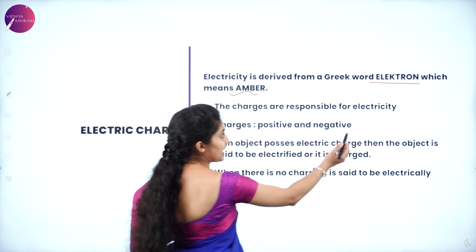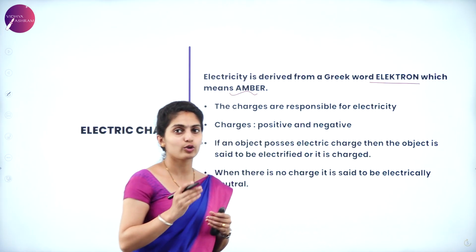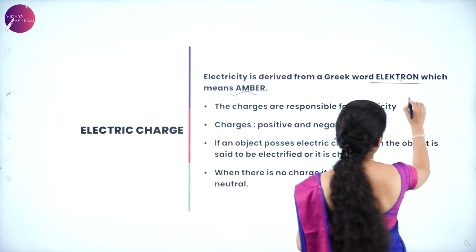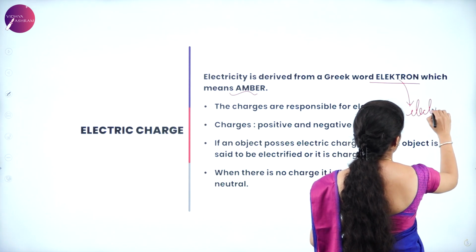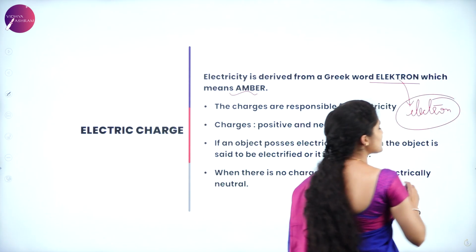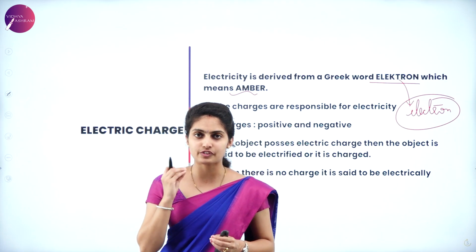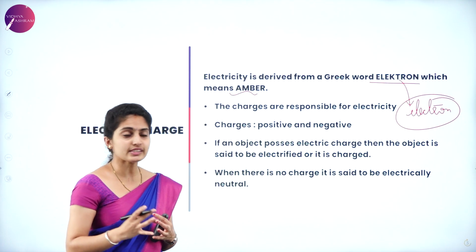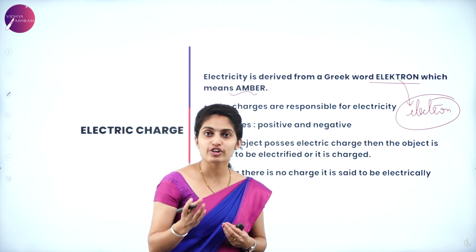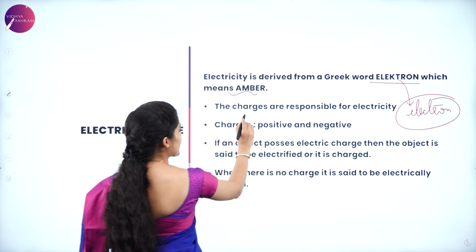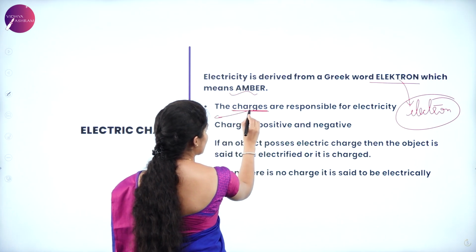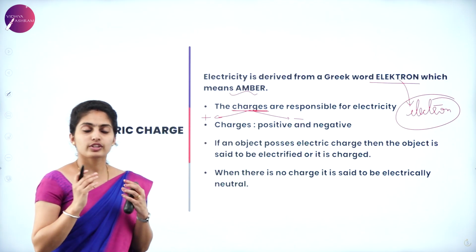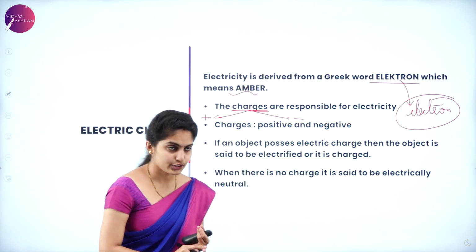So you can see the spelling E-L-E-K-T-R-O-N is said to be the electron, which was later concised to a word called electron, which we are using now. So this is one of the main components which is responsible for electricity. So the next point is the charges are responsible for electricity. How many types of charges are there? There are two types of charges which are known as positive and negative. So there are positive charges and negative charges.